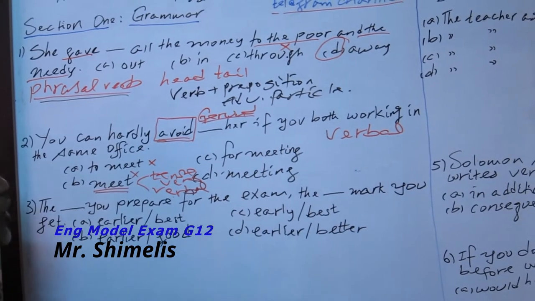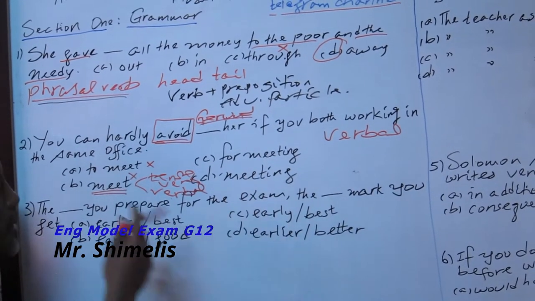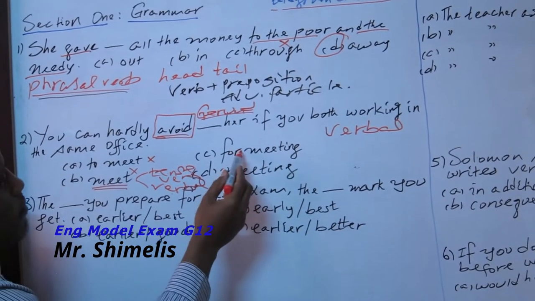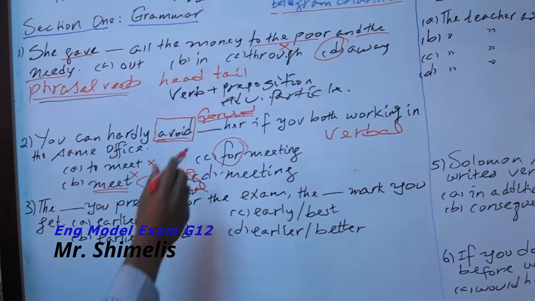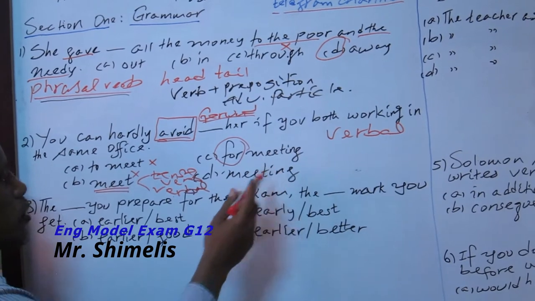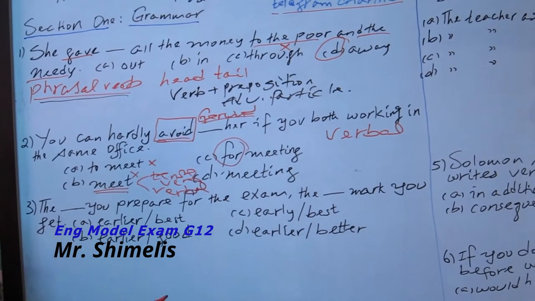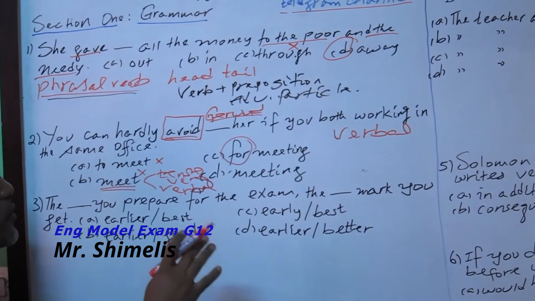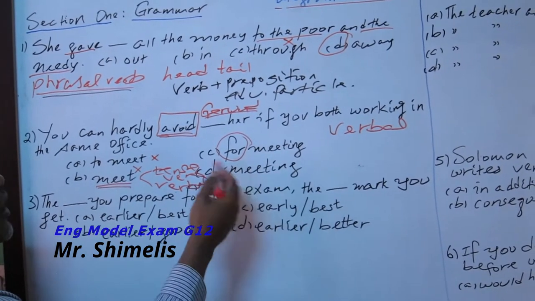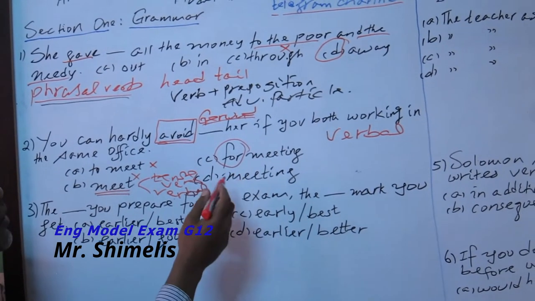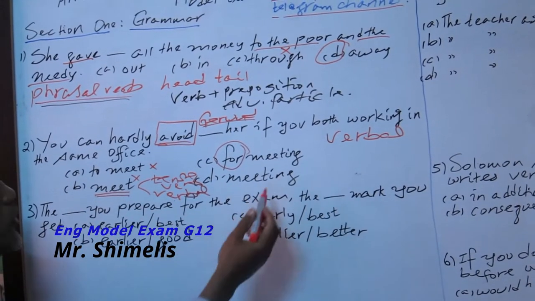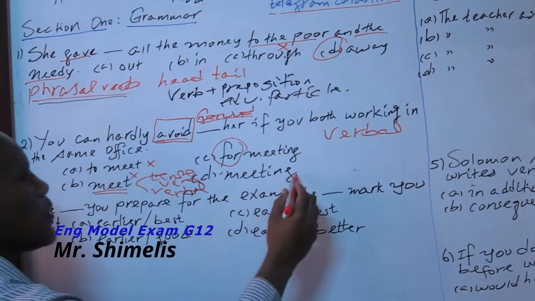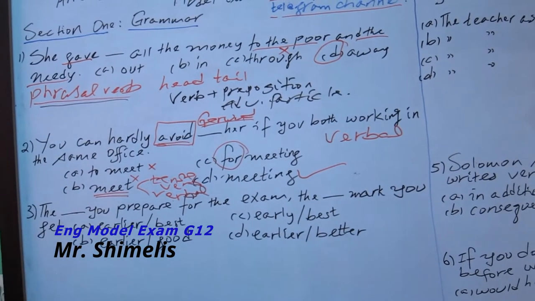Here are two gerunds, for meeting and meeting. Now what is the mistake in choice C? It is the preposition for. We use a preposition before gerunds only for a special meaning. Unless for a special meaning, we don't use any other verb form or, for that matter, any preposition or adverbial particle before the gerund. So our only answer would be meeting, D.